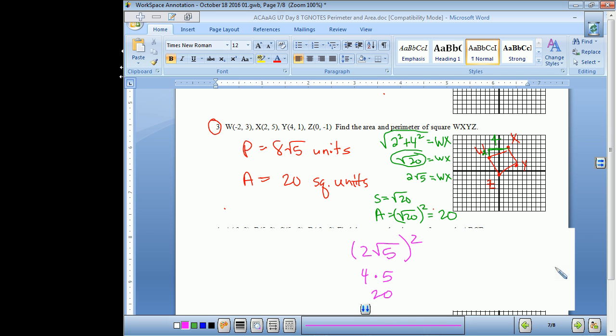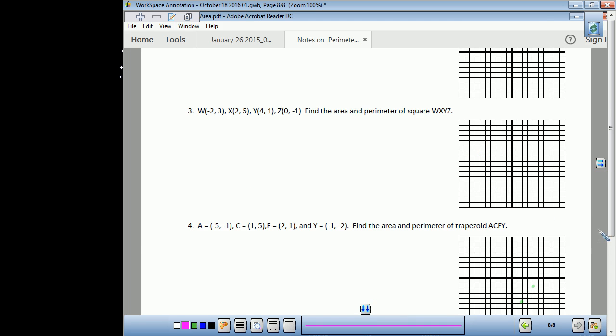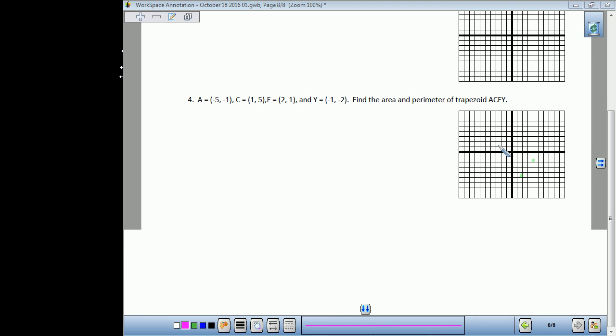Any questions about number 3? Alright, number 4 is way more fun. So, let's do it once. It is not straightforward. It's a thinker. 1, 2, 3, 4, 5. Wait, 5, negative 1.